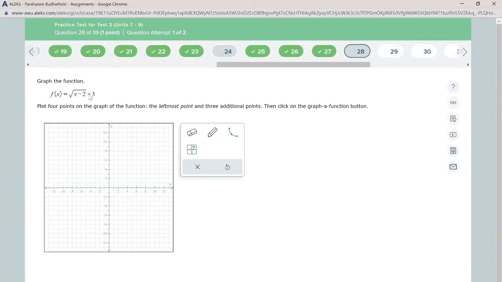This is also a horizontal shift 2 units to the left, to the right, sorry, and then a vertical shift 3 units up. So I will let you do this. It's the very same idea. Horizontal shift 2 units to the right, and vertical shift 3 units up.